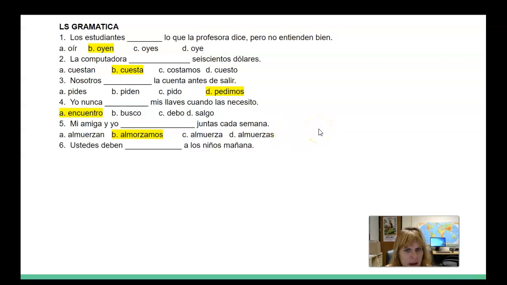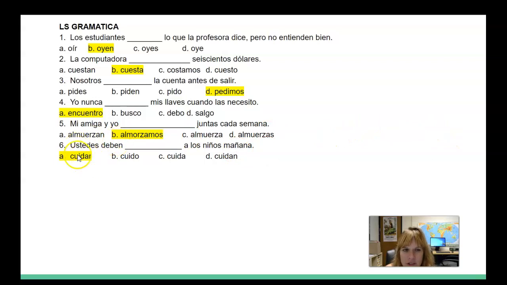¿Ustedes deben cuidar a los niños mañana? So again, cuidar, I don't think was in your lista de verbos, but this is also a stem changer. So, but this one's already conjugated. Ustedes deben cuidar a los niños. You all should take care of the children.